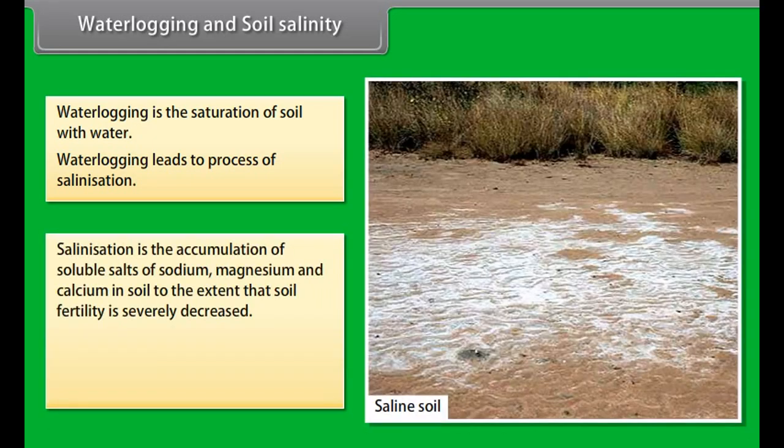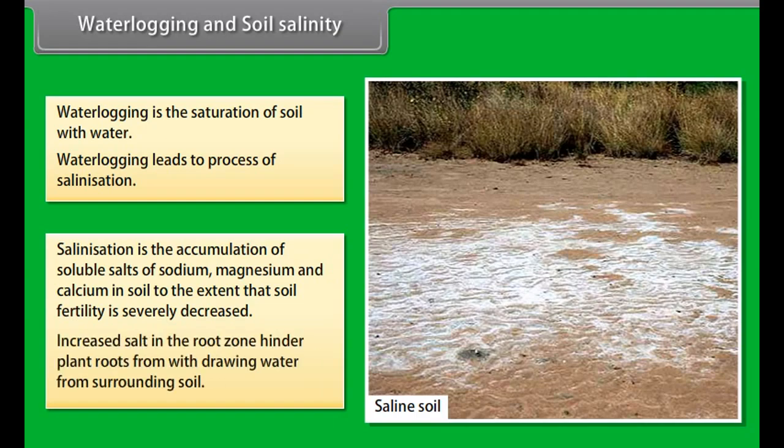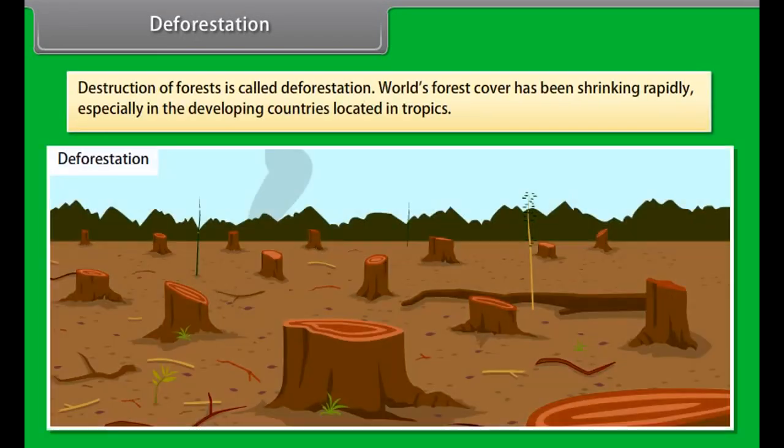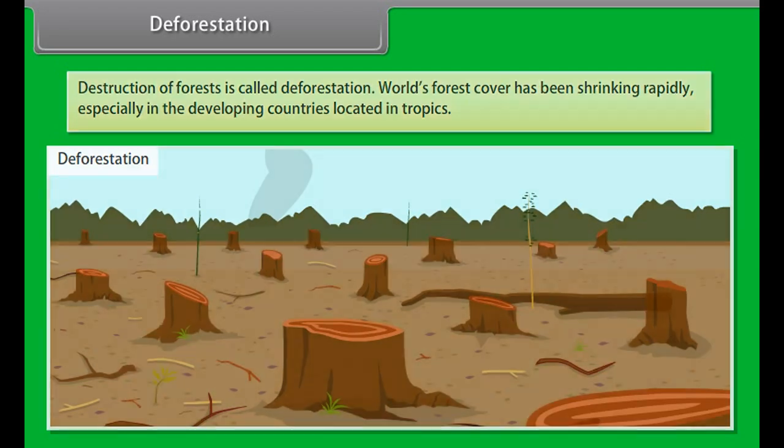Salinization is the accumulation of soluble salts of sodium, magnesium, and calcium in soil to the extent that soil fertility is severely decreased. Increased salt in the root zone hinders plant roots from withdrawing water from surrounding soil. Deforestation. Destruction of forests is called deforestation. World's forest cover has been shrinking rapidly, especially in the developing countries located in tropics.